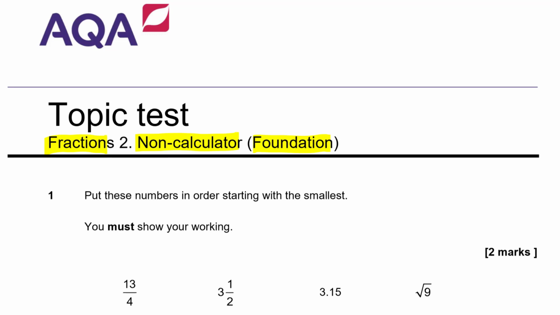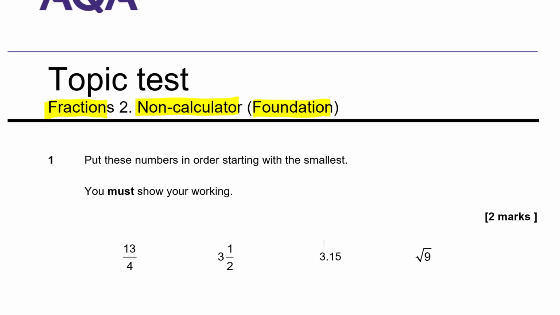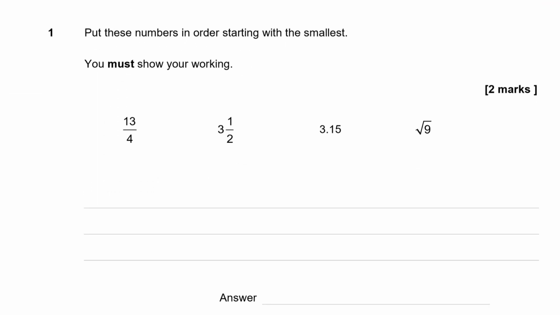So I think the easiest thing to do would be to rewrite these all as decimal numbers. So let's take this first one, 13 over 4. 13 over 4 is the same thing as a mixed number. 4 goes into 13 3 times, so that's the same thing as 3 remainder 1, 3 and 1/4. Now a quarter is 0.25. It's good to remember a few decimal to fraction conversions. So that makes 3 1/4, 3.25. Okay, so we've got 3.25 as our first one.